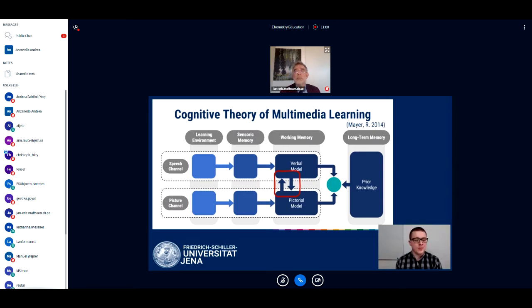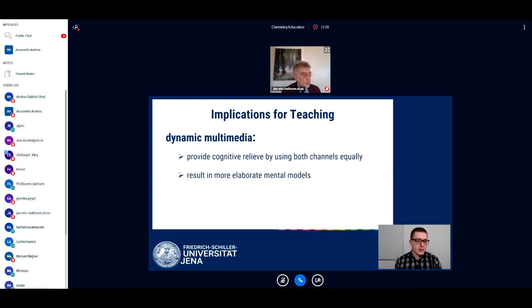which should then result in the construction of a not so profound working mental model. However, when learning with dynamic multimedia, both channels are engaged equally, which should make the exchange of information way more yielding, as well as there are two equally valid models constructed, which should result in a more elaborate mental model in the end. So the second possible advantage of dynamic media would be the construction of more elaborate mental models.